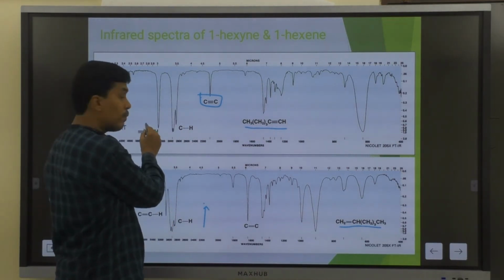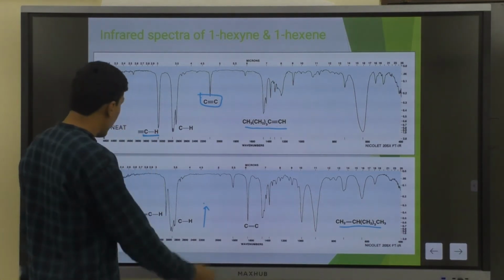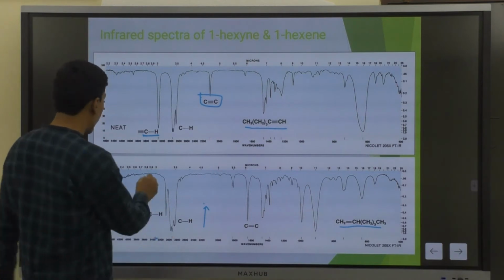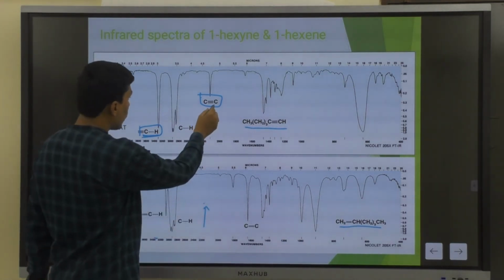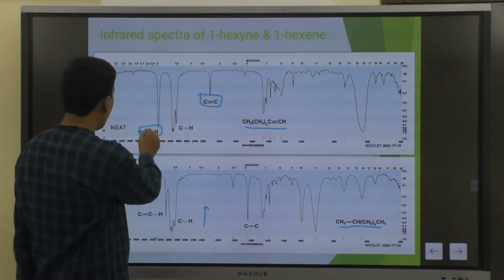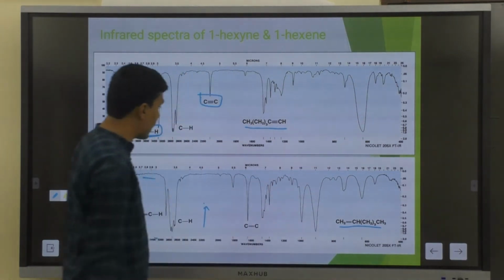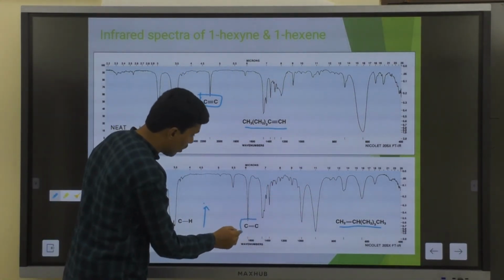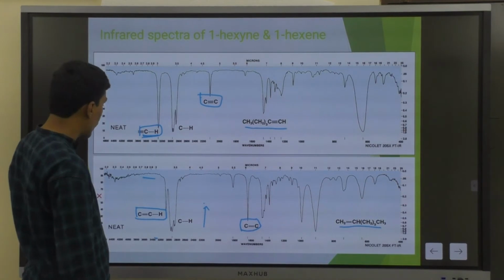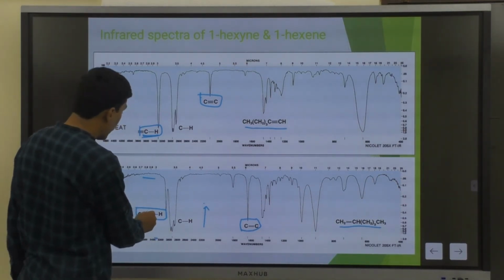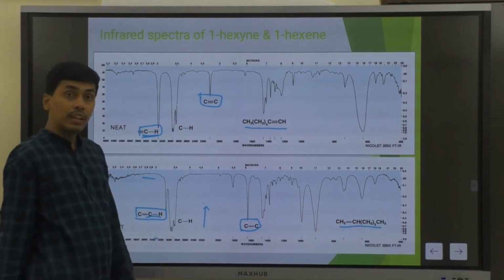And if you see the triple bond CH peak, the alkynic peak, we can see it at 3300 centimeter inverse, whereas in hexene at 3300 centimeter inverse there is no peak. So the typical absorptions for hexyne: C triple bond C at 2200 centimeter inverse, and triple bond CH at 3300. If you go to hexene, you can see at 1600 centimeter inverse the C double bond C absorption, and around 3050 centimeter inverse the C double bond CH, at around 3000 centimeter inverse.